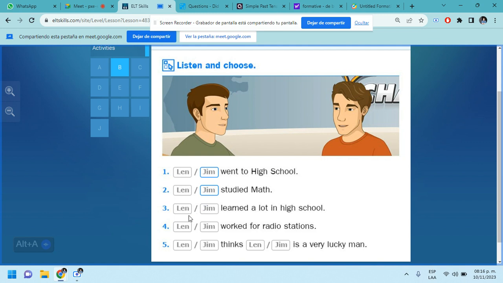Three. Learn about Jim. Len worked for radio stations. And who thinks he's a very lucky man? Yes, in Jim's opinion, he thinks that Len is a very lucky man, because he used to work in the radio station, but now he's working in Channel TV. So that's why he says, lucky you, you're a very lucky man. That's good.